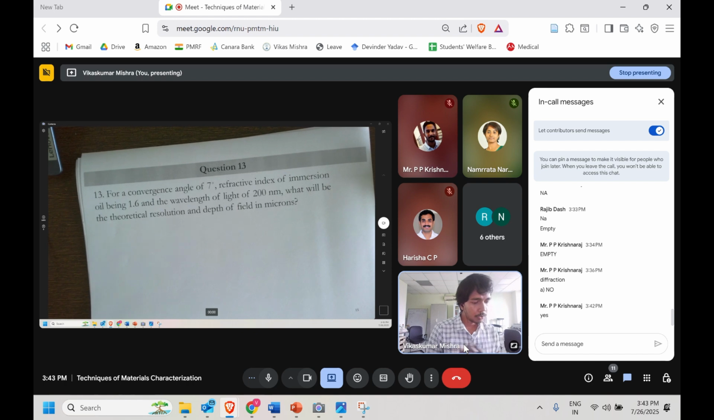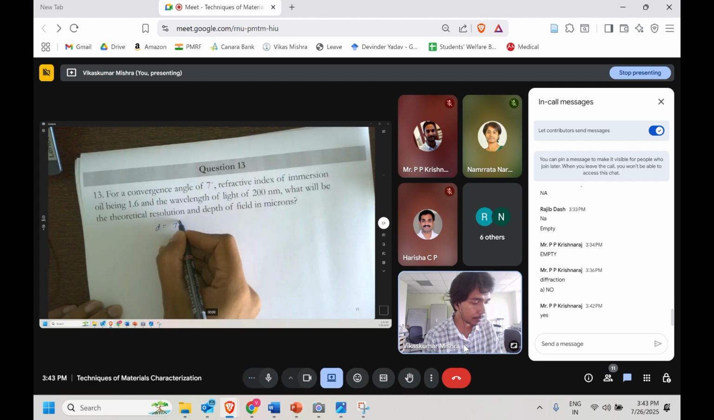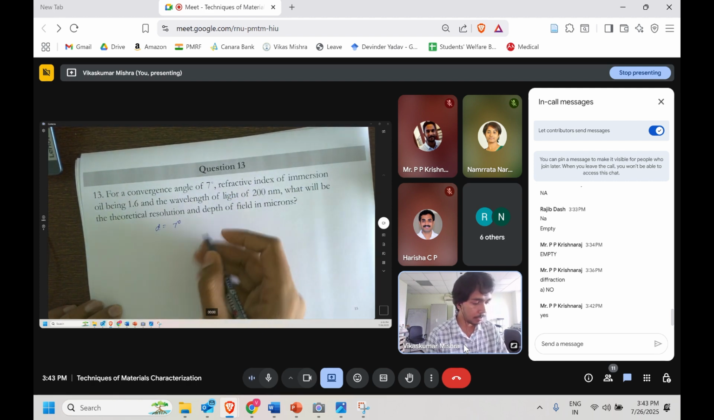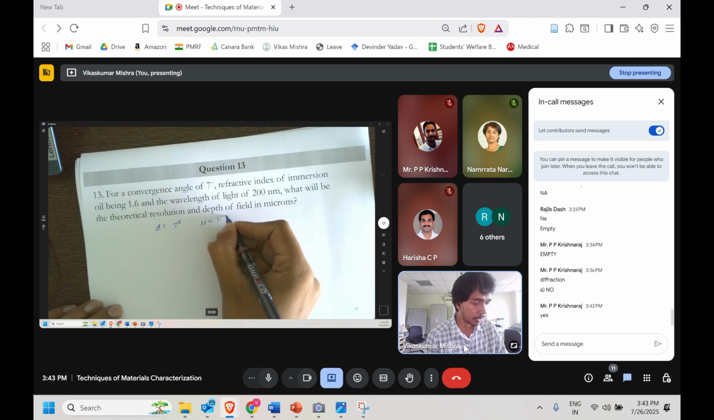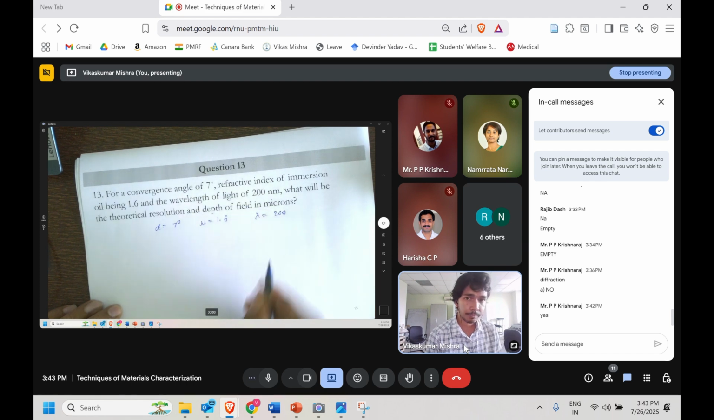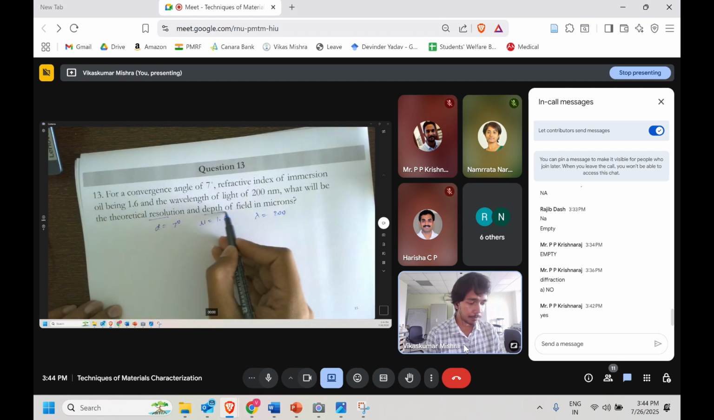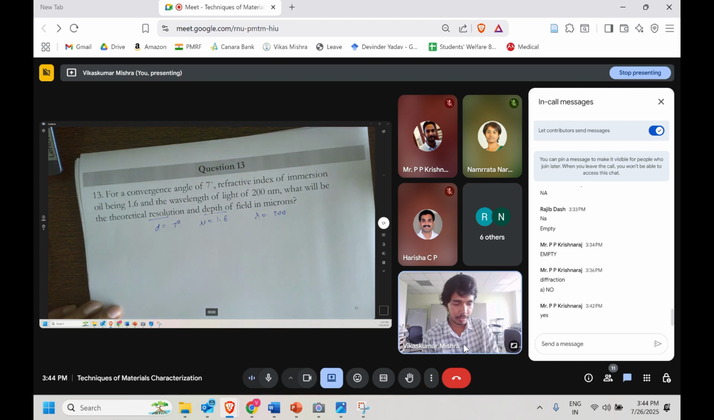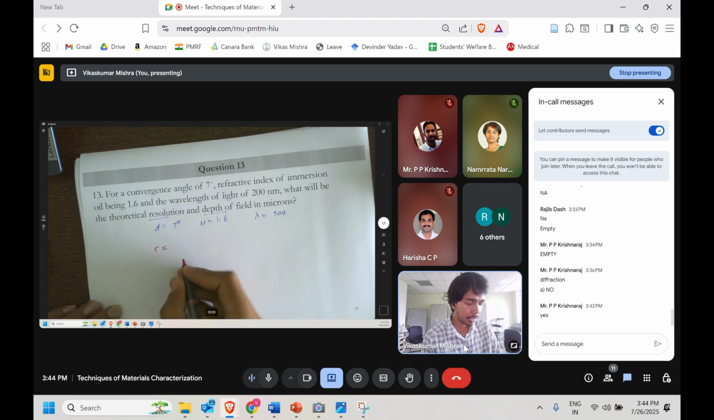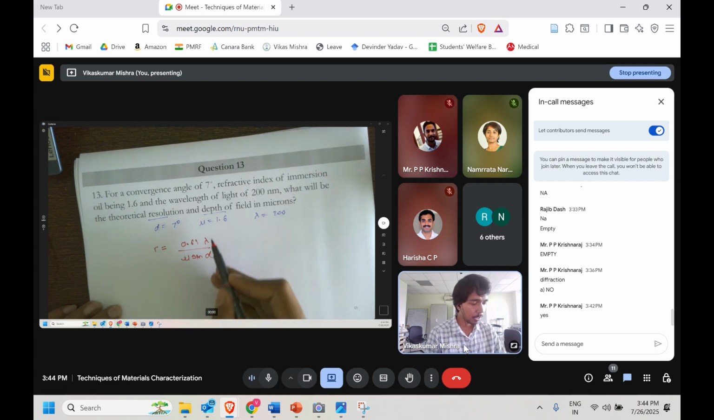So for a convergence angle, alpha, given to us as 7 degrees, the refractive index of the immersion, mu, is given to us as 1.6. The wavelength of the light, lambda, is given to us as 200. What will be the theoretical resolution and the depth of field in micron? We want to find the resolution and the depth of field. Resolution R is given by 0.61 lambda divided by mu sin alpha.